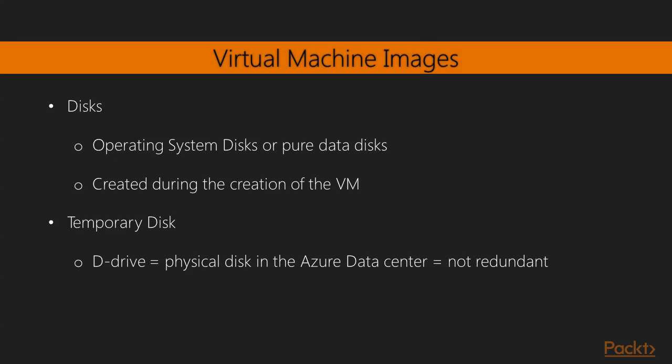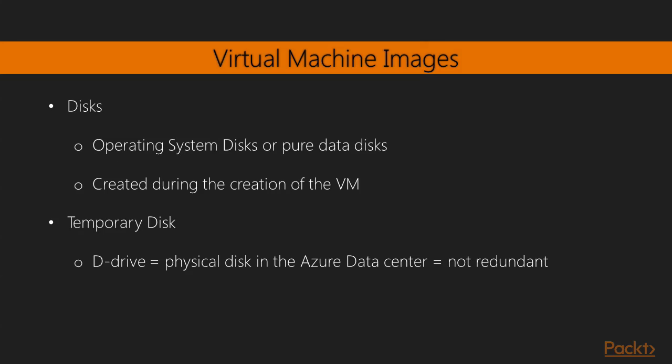VM images also require a disk, which at a minimum is an operating system disk, and then extending it with additional data disks depending on the workload of the server. And then giving the side remark that the number of data disks you can link to a virtual machine is depending on the virtual machine t-shirt size you selected before.